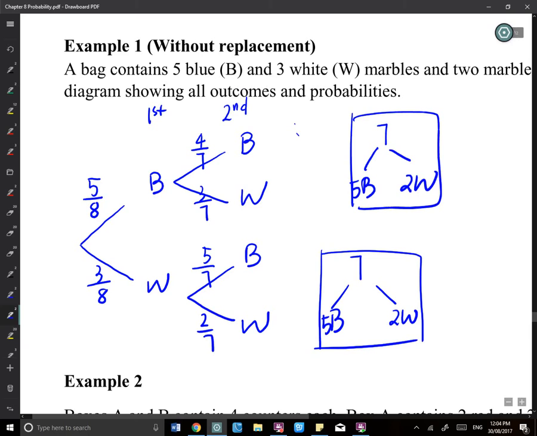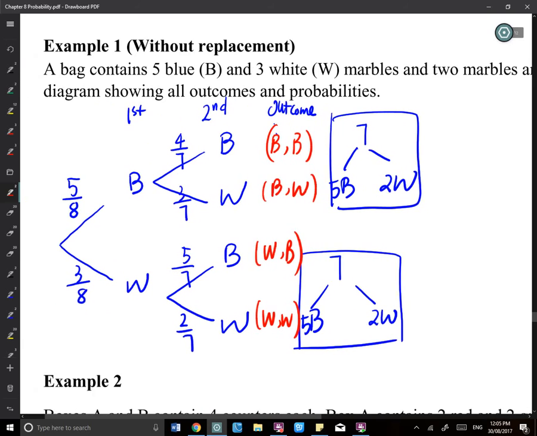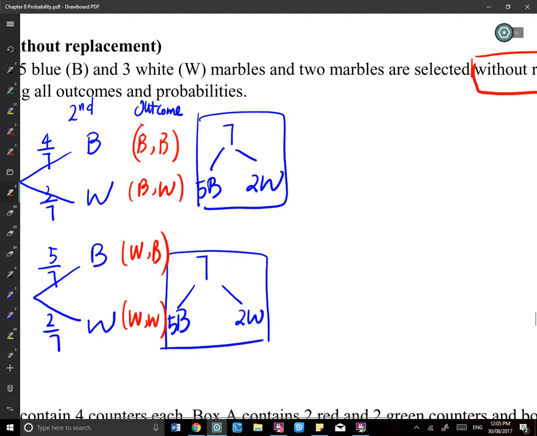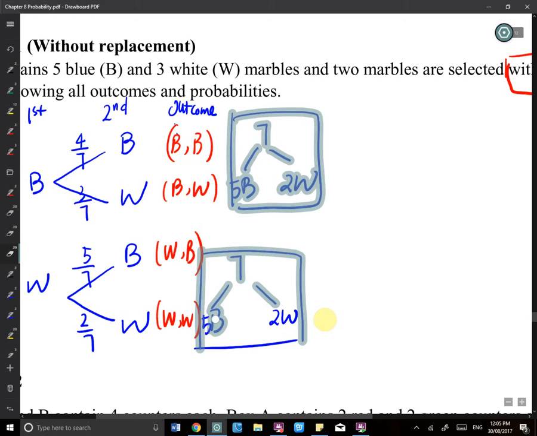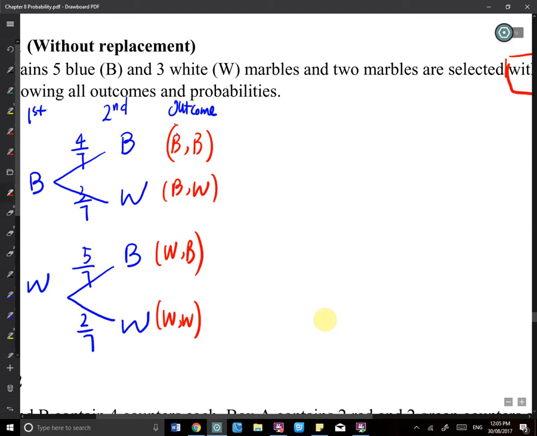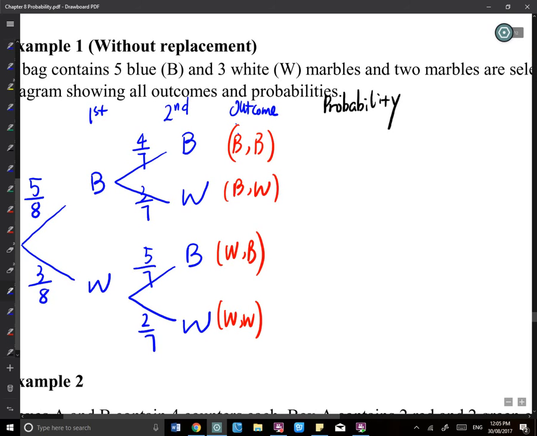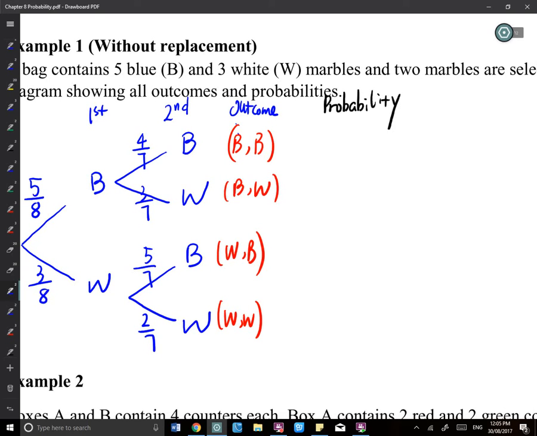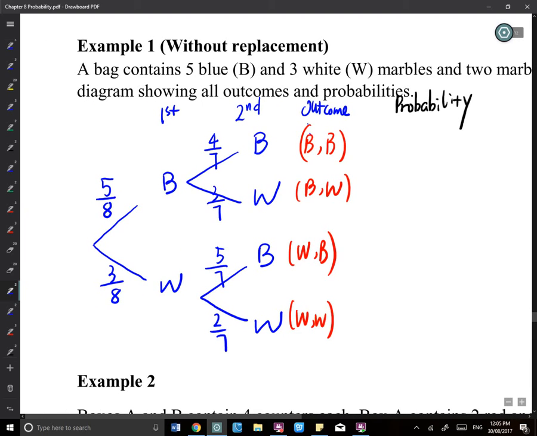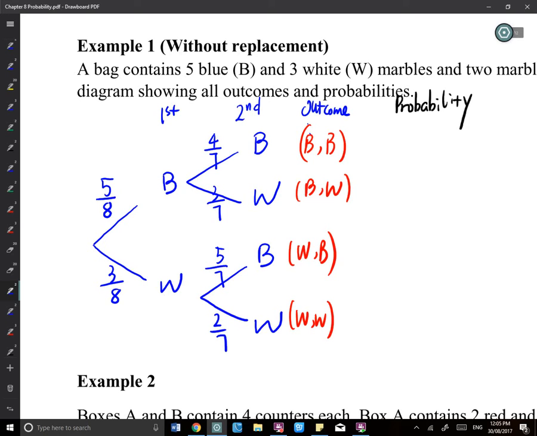You have an outcome column as well. The outcomes will be blue, blue, or you can write in coordinate form, which shows the order: blue comma blue, blue comma white, white comma blue, and white comma white. I will write another column here for the probability of those outcomes. Read the question carefully in your probability test: showing the diagram of all outcomes and probabilities means you need to show the probability beside that.